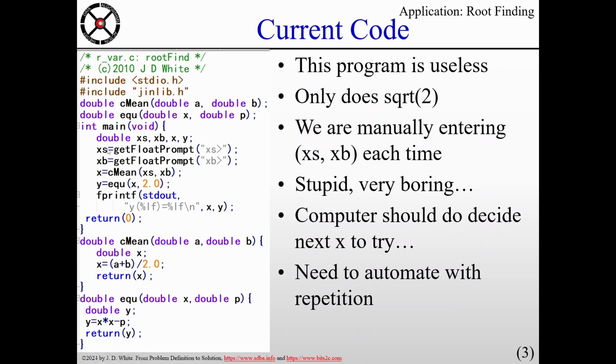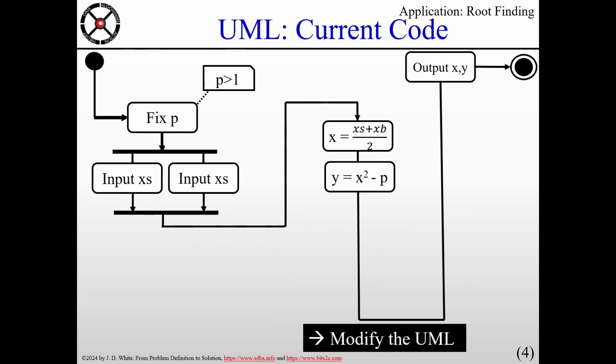So you can see right now, what we've done, we input xs, input xb, we find the mean, we run the equation, we hardcode the 2 because we want the square root, and basically there's our x squared. Down here, it's going to do that, update it, and we have to keep going each time, right? You repeated it again. So we should automate this. So in order to do that, we first want to change our UML. Okay, let's look at our current UML.